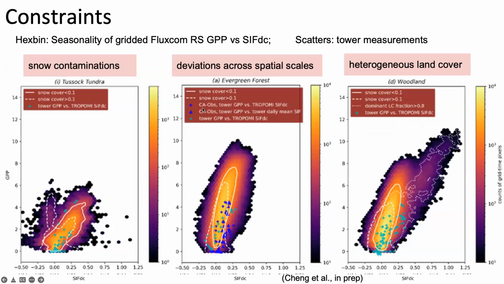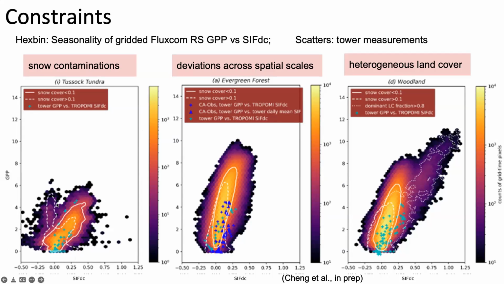So what we did is we plot the SIF data as well as the Fluxcom GPP data for each individual pixel and gather them by the land cover types. These are the hexbin data, and the scatters in each of these figures are our ground level measurements. We found that the machine learning GPP products sometimes are snow contaminated.